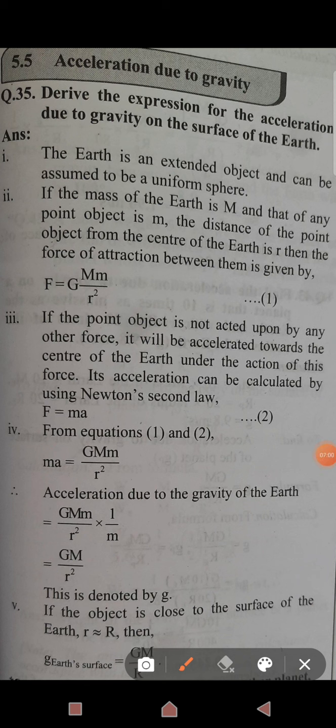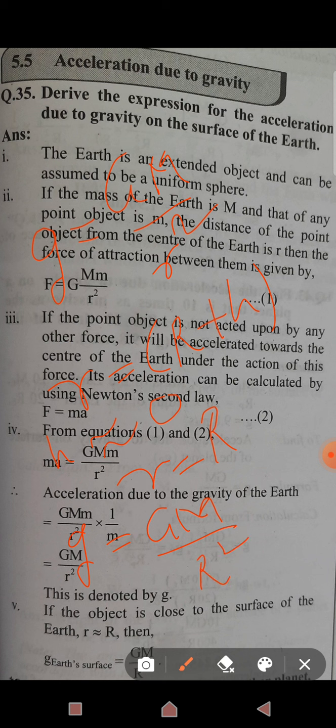Now, how does the capital R come? Here we have got the relation g is equal to GM upon r square. Now what is small r? Small r is the radius of earth plus h, that is the height above the surface. Now if h is very small, approximately zero, then small r will become capital R. So we can write g is equal to GM upon capital R square.